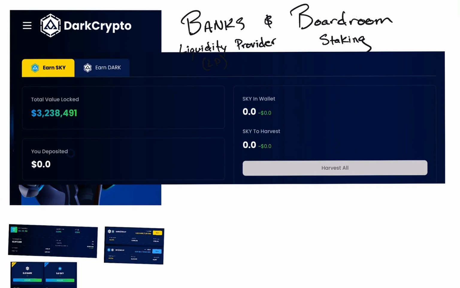So here on the bank screen, one of the first things you'll see is the total volume locked, which you'll hear referred to as TVL. You'll see how much your deposits are currently worth. You'll see how much Sky is in your wallet and how much Sky is in your pool waiting to be harvested. Now, this button will light up and become available to click when you have Sky rewards ready or available to harvest from your liquidity pools.